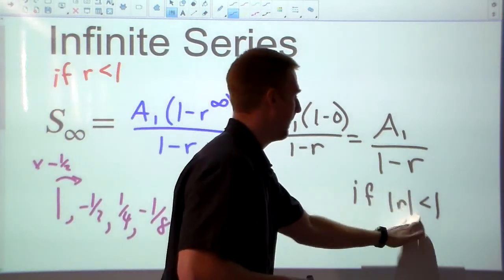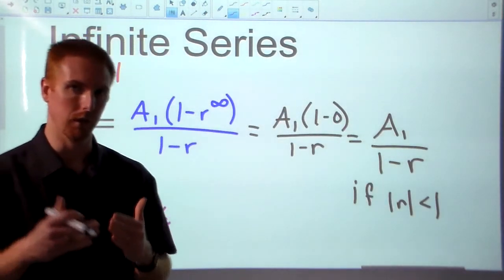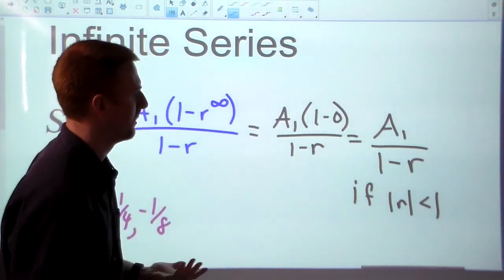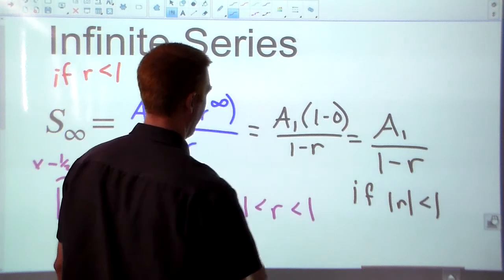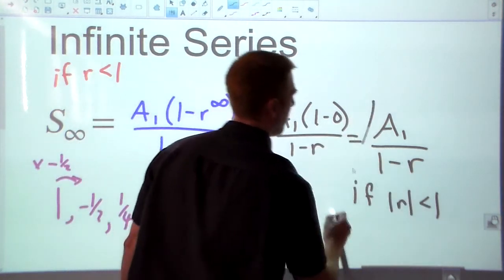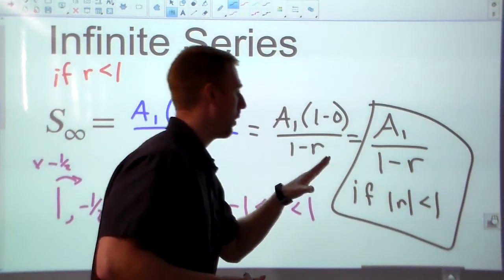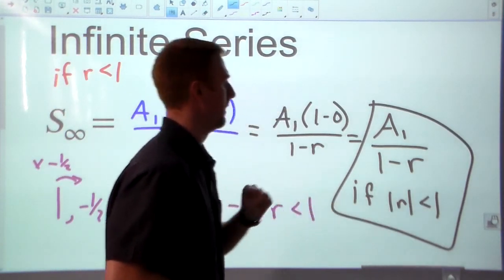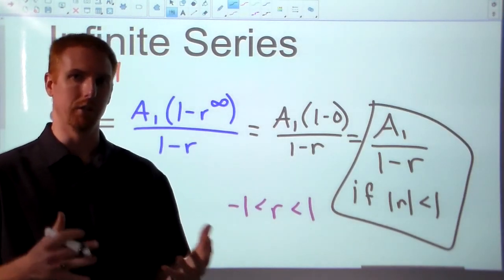So if the absolute value of r is less than 1, you're going to come to a total, you're going to converge. I guess we could say if r is between 1 and -1, but that's just a much simpler way to write it. So let me box that in because that's your official formula there. But only if the absolute value of r is less than 1. Otherwise, it's just going to go off to infinity just like your arithmetic series always did.